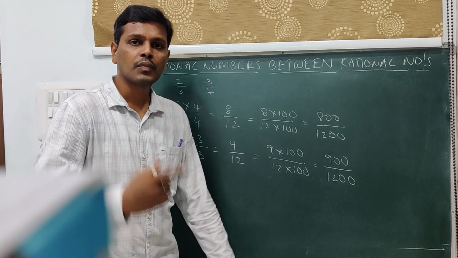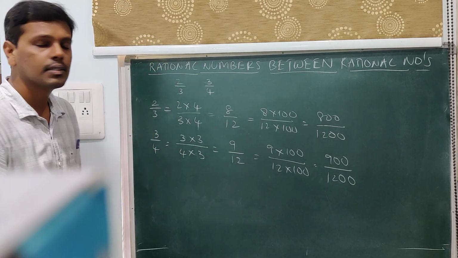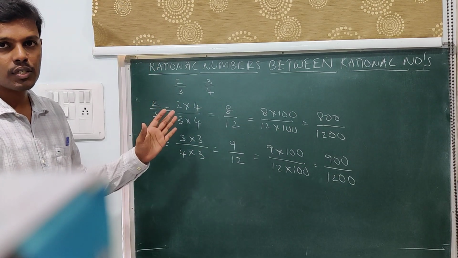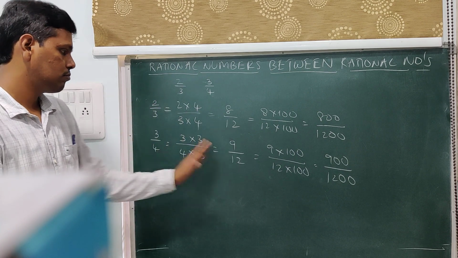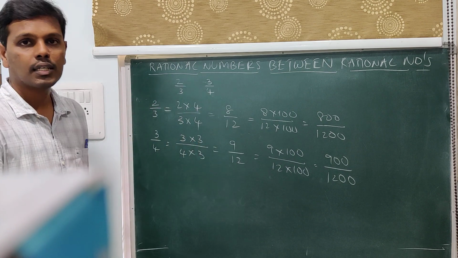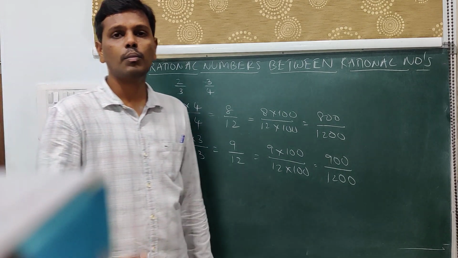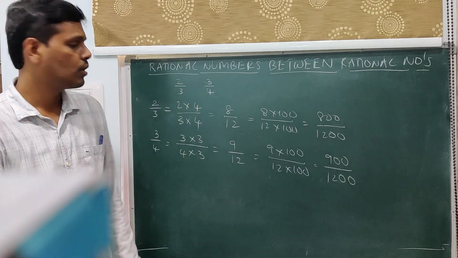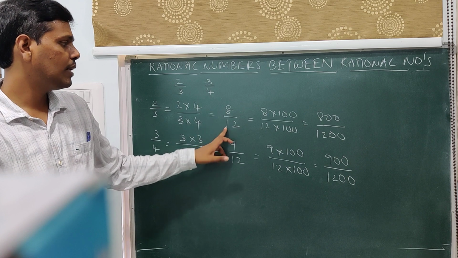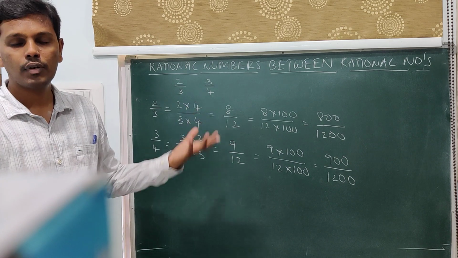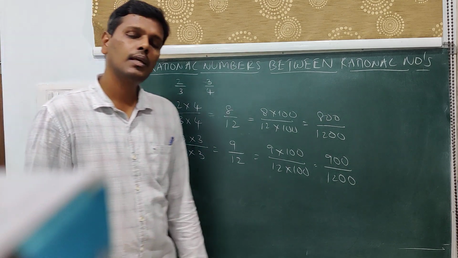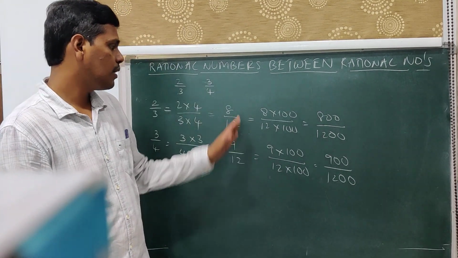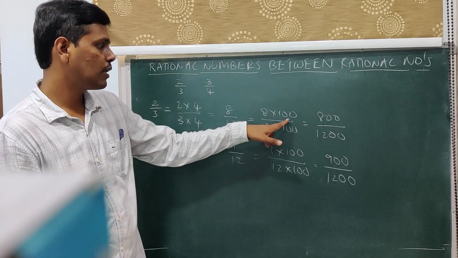Once again I will summarize this entire method. Whenever you are given two rational numbers, first convert them into like fractions. This is what I have done. After converting into like fractions, see how many rational numbers you are supposed to find out. Now 8 by 12, 9 by 12, you cannot find any rational number. Suppose say we want 10 rational numbers, you pick up any number of your choice and multiply both the numbers. That is what I have done.